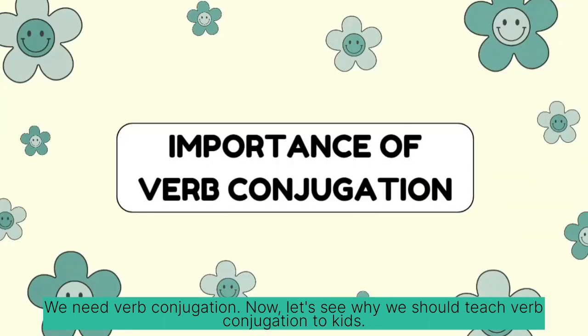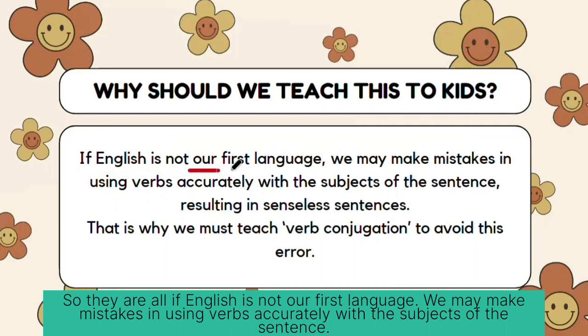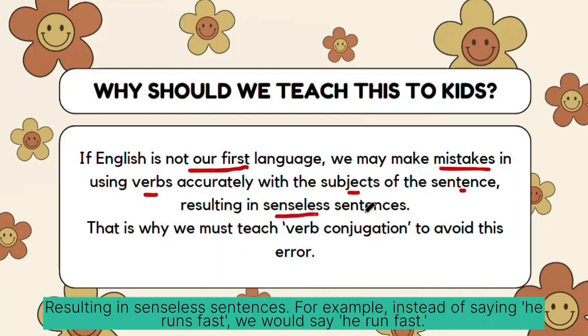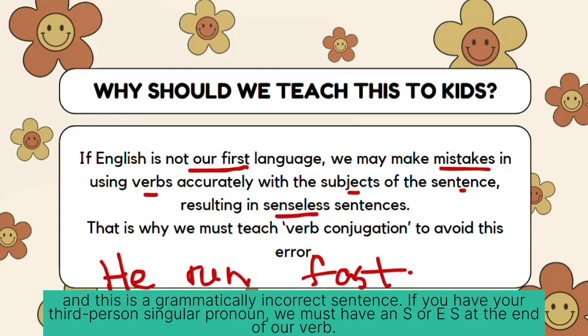Now let's see why we should teach verb conjugation to kids. So dear all, if English is not our first language, we may make mistakes in using verbs accurately with the subjects of the sentence, resulting in senseless sentences. For example, instead of saying he runs fast, we would end up saying he run fast. And this is a grammatically incorrect sentence.